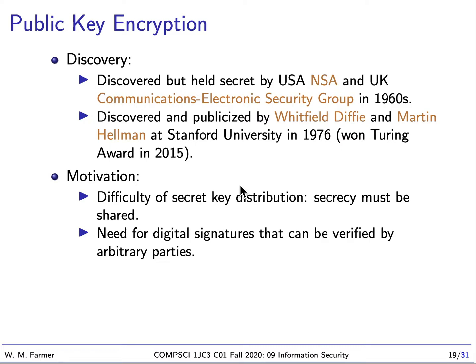The other problem is, how do you sign something digitally so arbitrary parties can verify it? So let's say I want to make a statement and I want people to know I made the statement. So the normal way is I would write the statement out, I'd put my signature, people look at it and say, yep, that's the right signature. But how do you do that in the electronic world? How do I sign something electronically, digitally, so that other people are sure that I'm the actual person who originated it? So these are the two problems that public key encryption is motivated by.